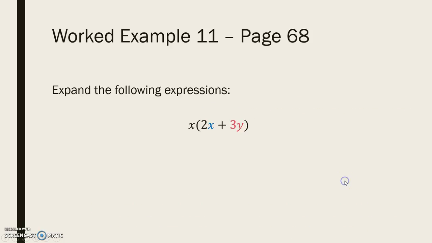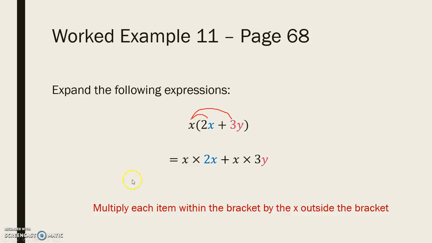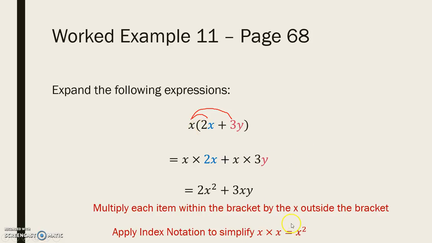Okay, and the final example, what happens when you have pronumerals on the outside and the inside that are the same? Same thing, multiply the x by each of the terms inside the bracket. So x times 2x plus the x times the 3y. And don't forget your index notation, when you multiply x by x, you get x squared. So that's 2 times x squared plus 3 times xy.